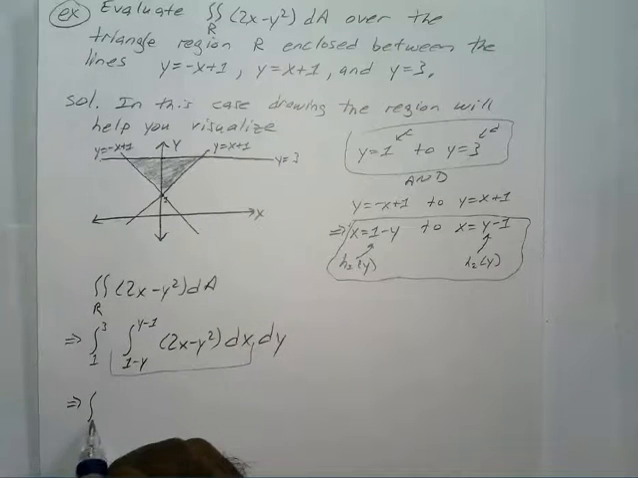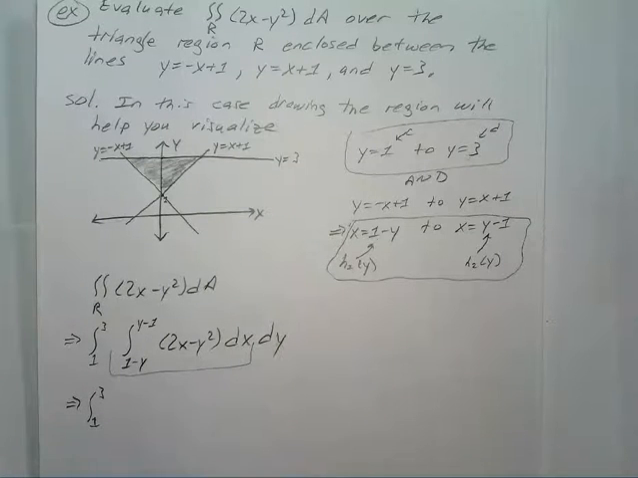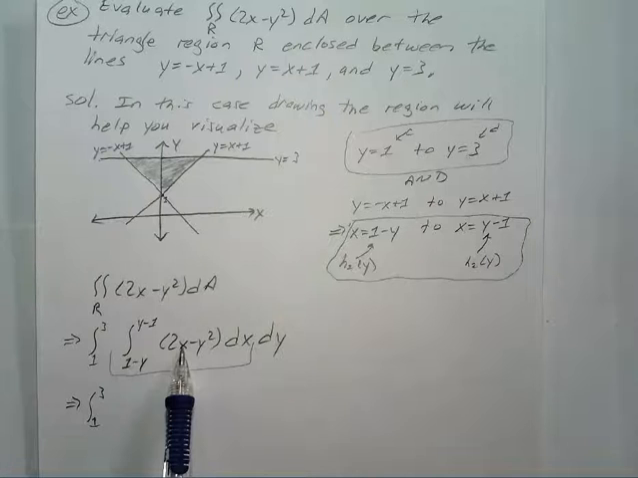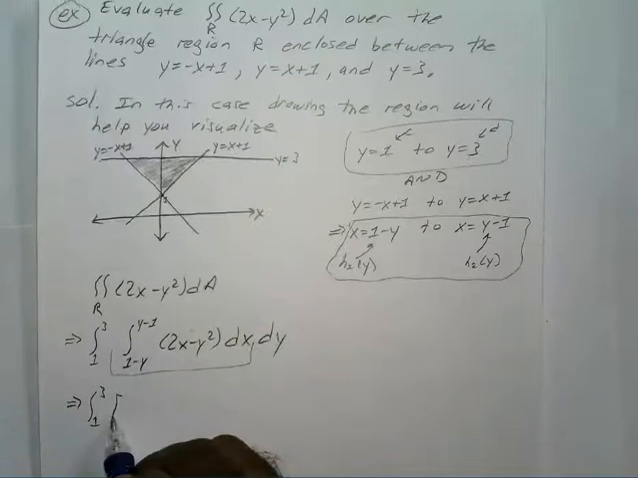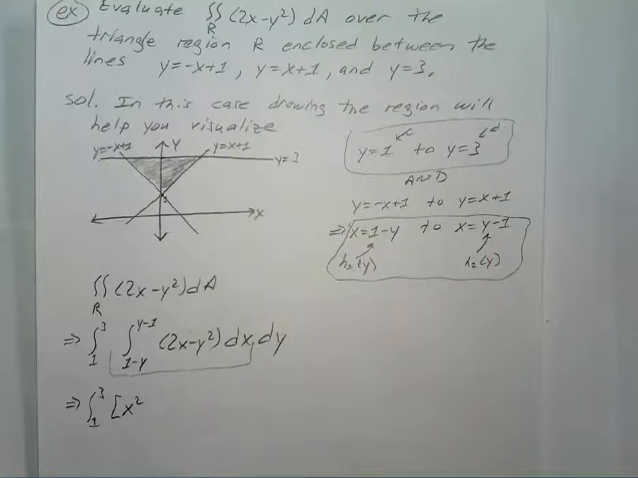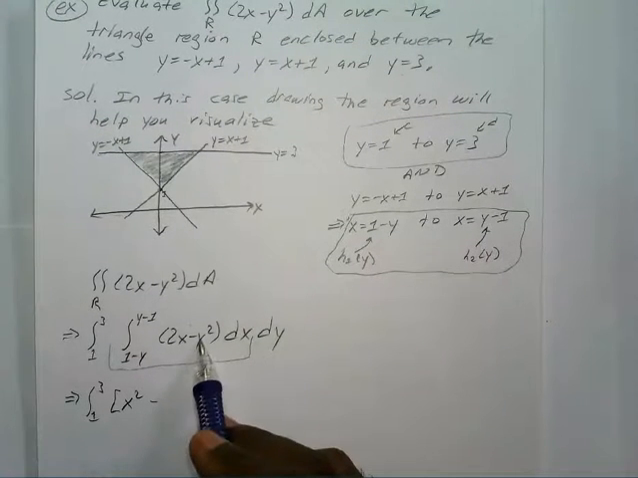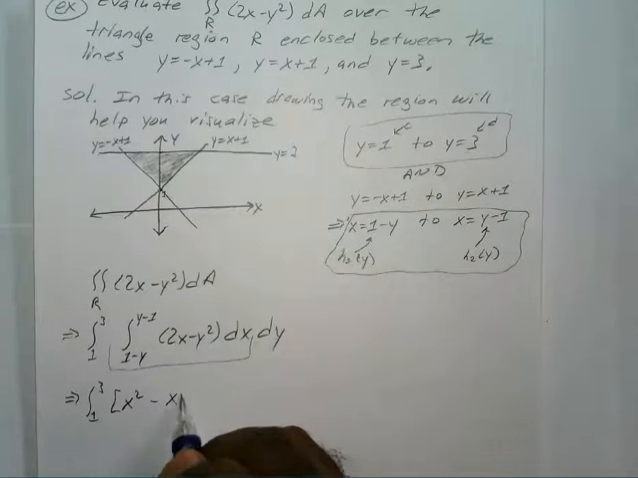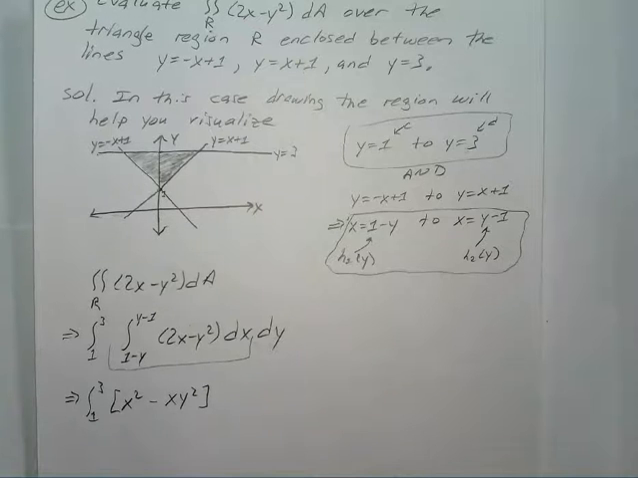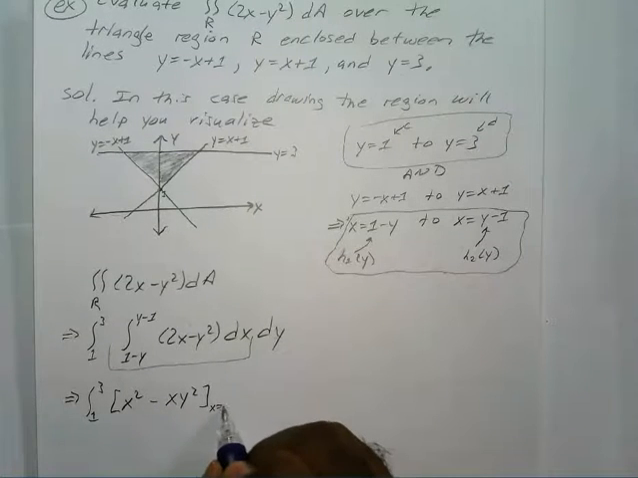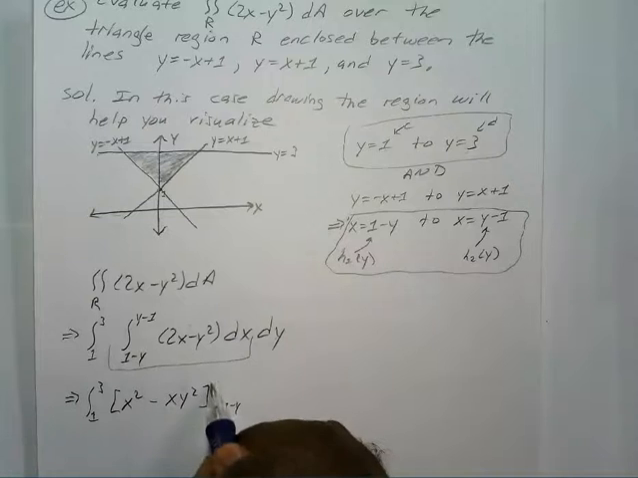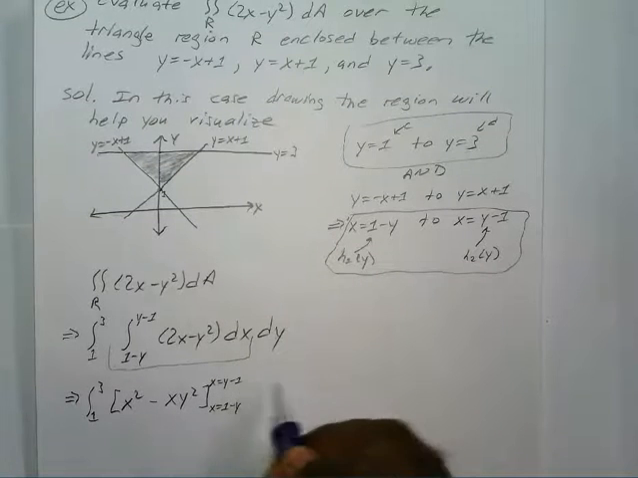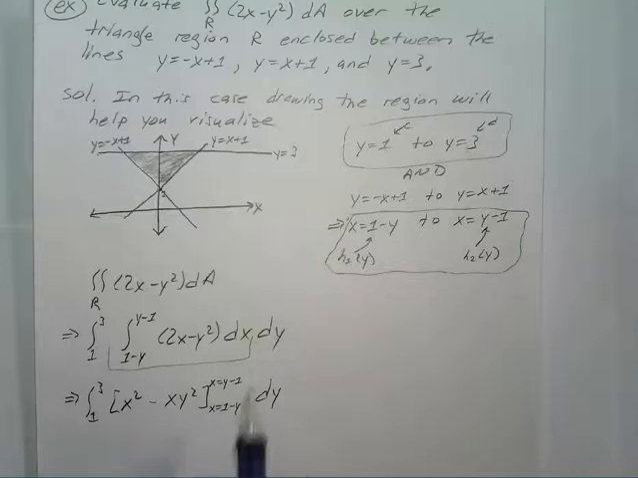So write down from 1 to 3, because that's just going to follow us, just like our dy will follow us. We integrate 2x with respect to x. That's x squared over 2. The 2's cancel out, so we're just left with x squared. Minus, you have y squared, that's considered a constant. So the integral of that with respect to x is just x times y squared. And that's from x equals 1 minus y to x equals y minus 1. And again, your dy just follows right on down.